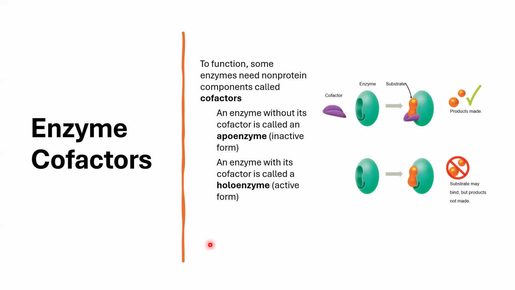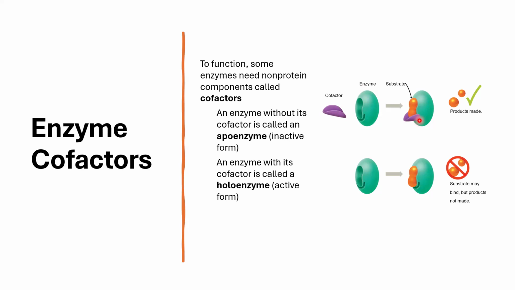These are non-protein components, and oftentimes they're going to be metals and stuff like that. Not all enzymes have a cofactor or coenzyme, but the ones that do, if they don't have their cofactor, are called an apoenzyme, which is in an inactive form. And when they do have their cofactor, like we do over here, they're going to be called a holoenzyme.